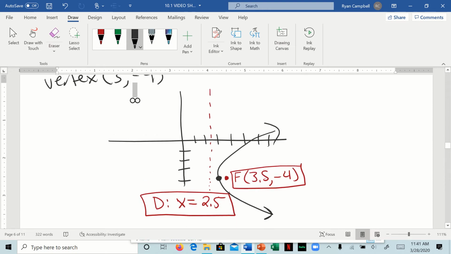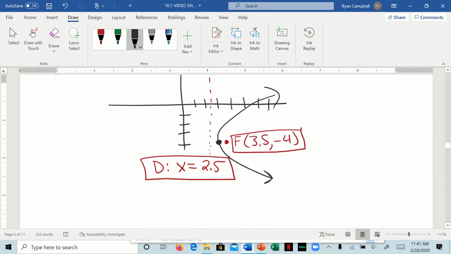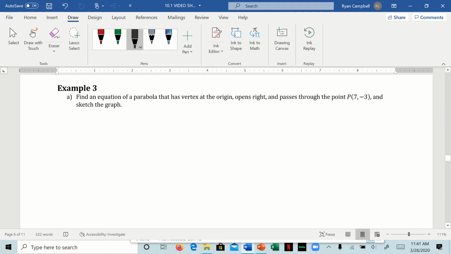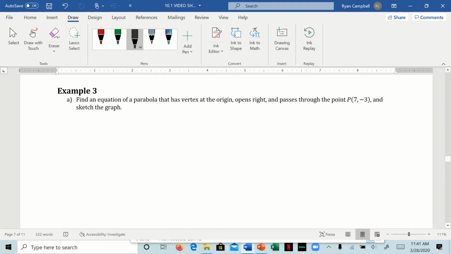All right. So let's do the opposite. Find the equation that has a vertex at the origin, opens to the right, and passes through the point 7, -3, and then sketch the graph.